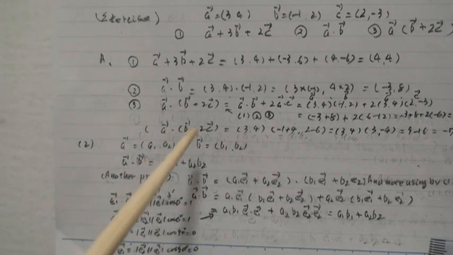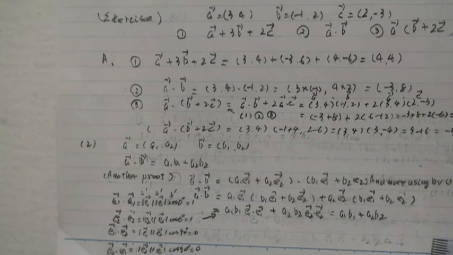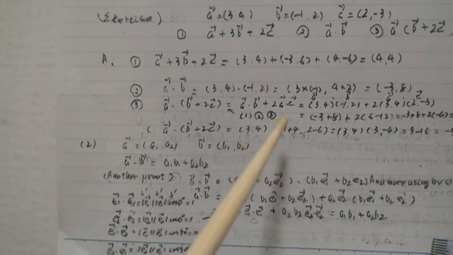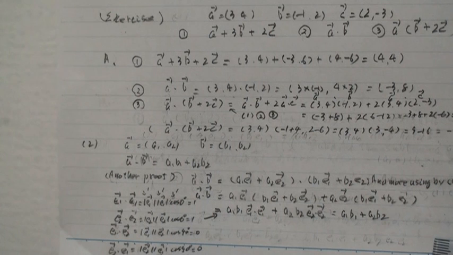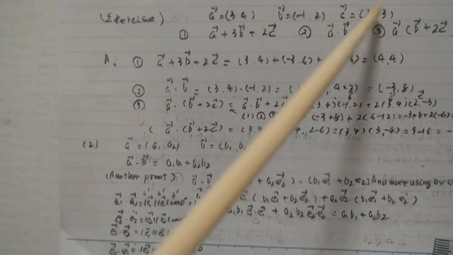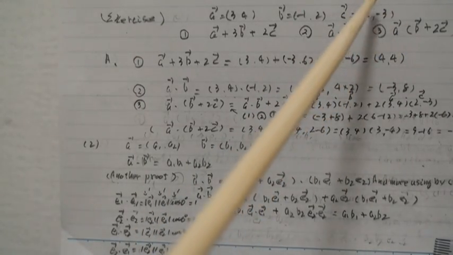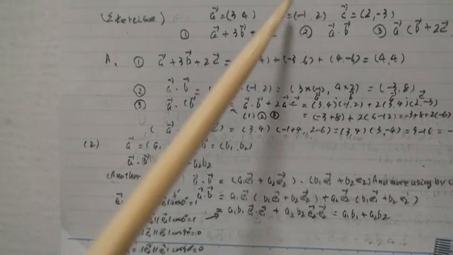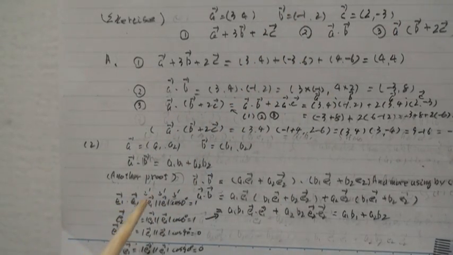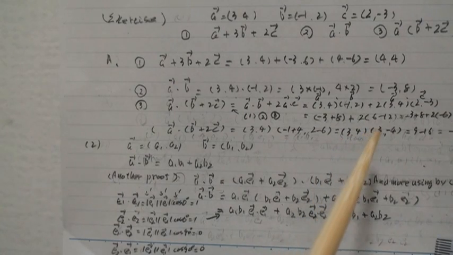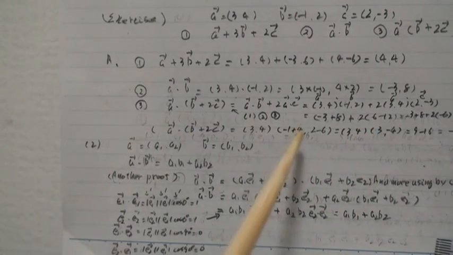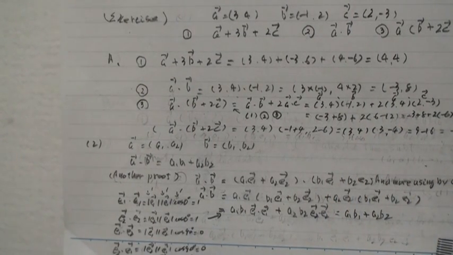And or A·(B plus 2C) equals, B plus 2C equals, and B plus 2C equals 4 minus 6 and plus B. Then and this is A·(B plus 2C). Then minus 7. Okay.